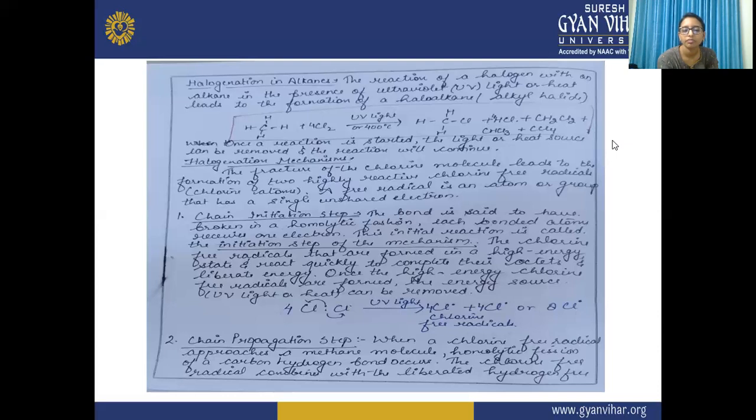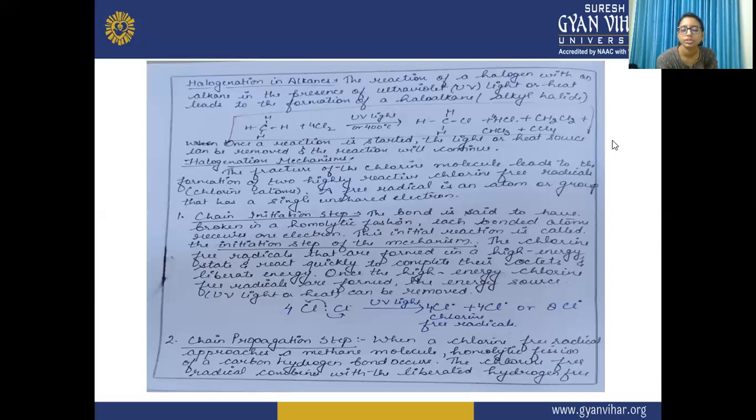So here, if we take Cl2, both atoms have taken one electron, and this reaction happens in the presence of UV light. Here there is a formation of Cl radical plus Cl radical. So this is your chlorine free radical. The second step is the chain propagation step.